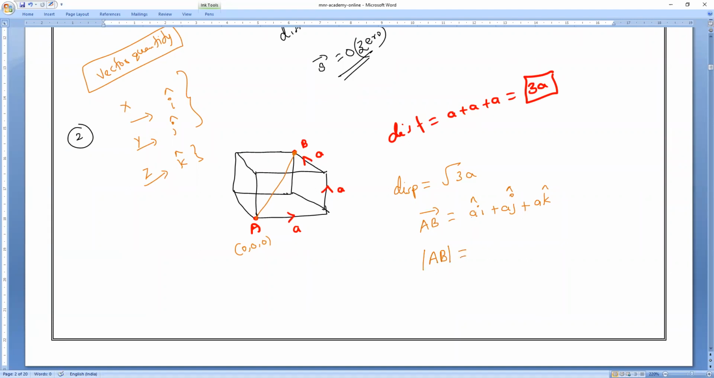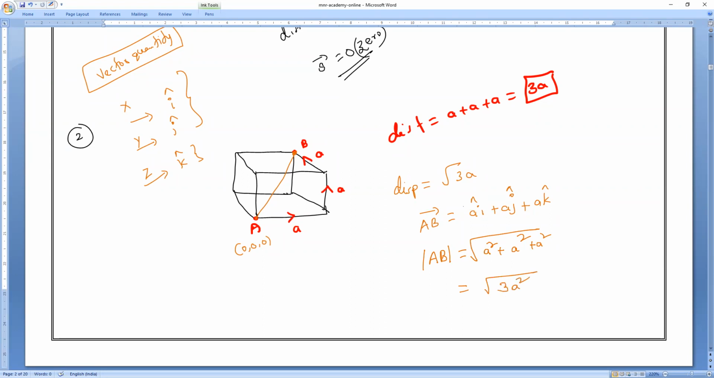So mod of AB is equal to what will come? On both sides I have to square. That's all, nothing else. Square means a square plus a square plus a square, so totally a square plus a square plus a square. I'm just doing the magnitude. So the magnitude is equal to root 3 a square.